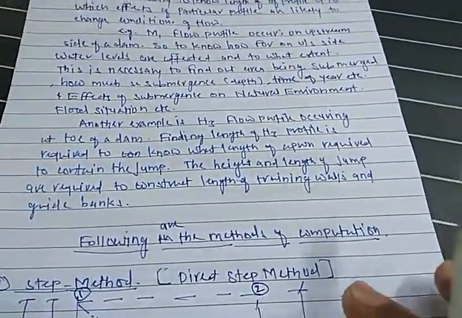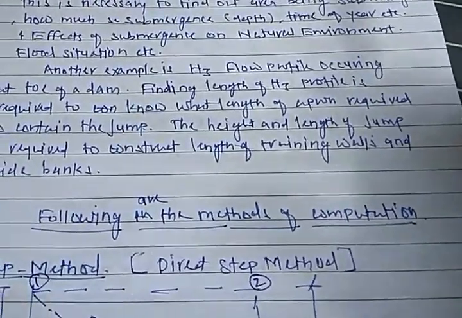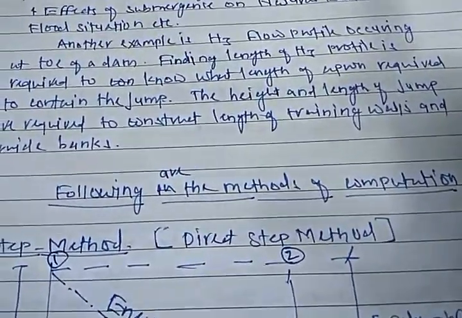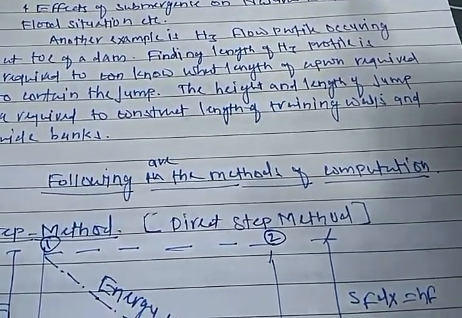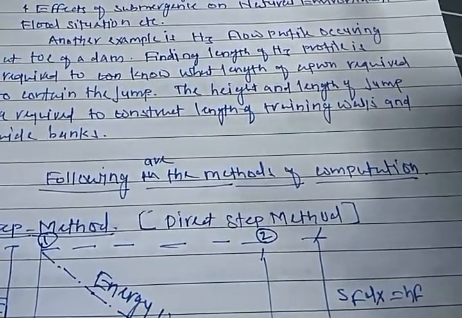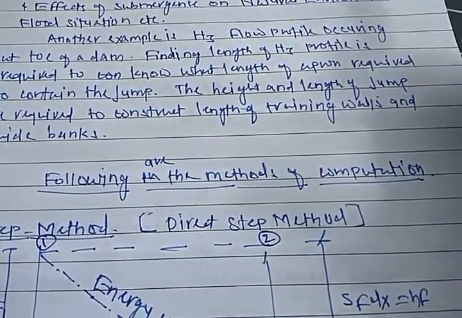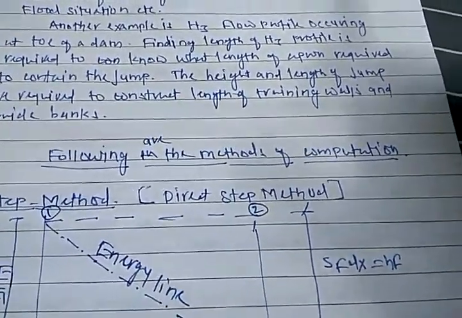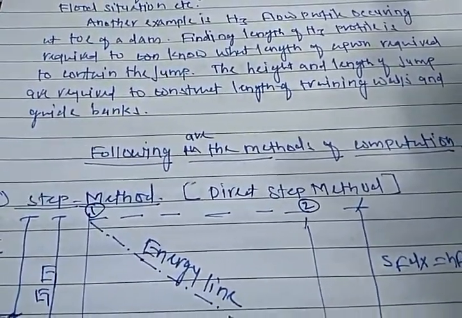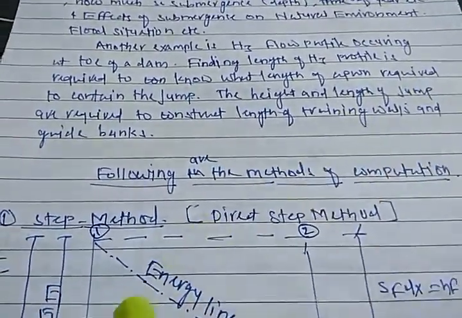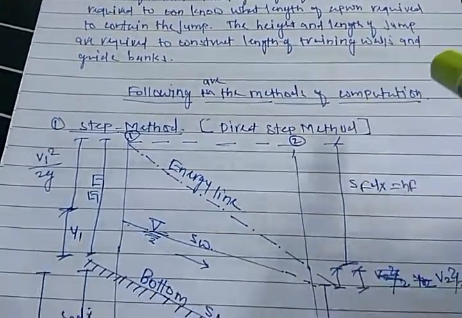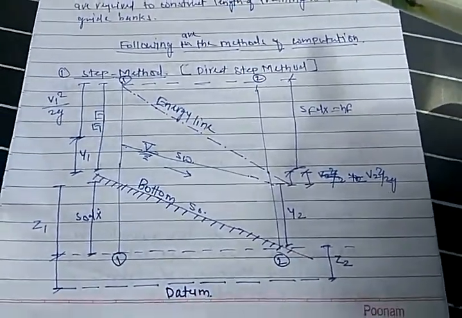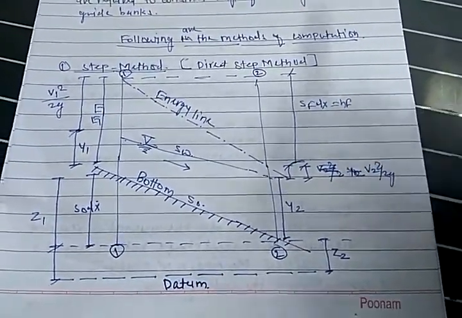Now there are three methods for GVF computations. First is the direct step method, next is the graphical integration method, and third is the standard step method. We will see all these three one by one. So the first method is the step method or direct step method. The sketch used to illustrate that method is like this.